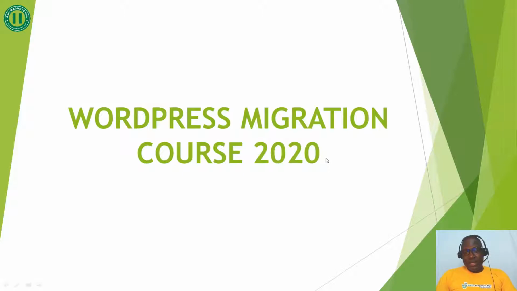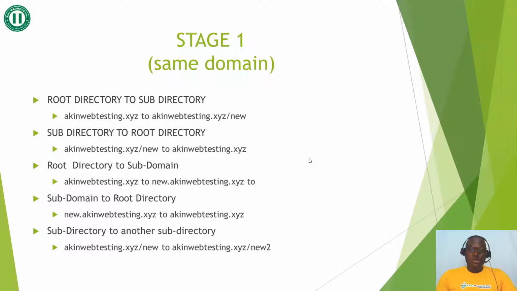It's going to take care of migrating from the root folder or the root directory to a subdirectory, and also to a subdomain, and also from subdomain to the root directory, or from the subdomain to subdirectory. Now I'll give you illustrations of what is meant by root directory, subdirectory, and also subdomain. Now let's go straight to stage one.